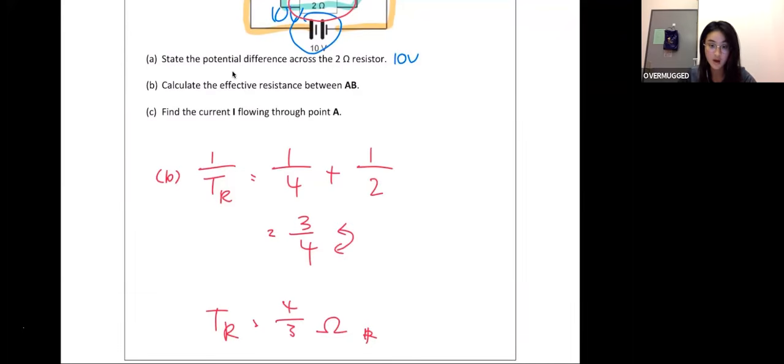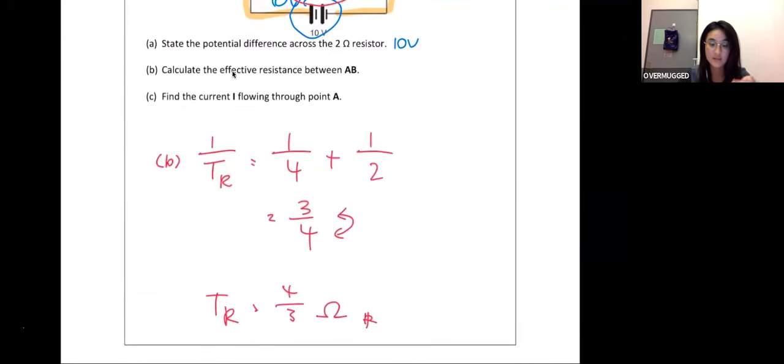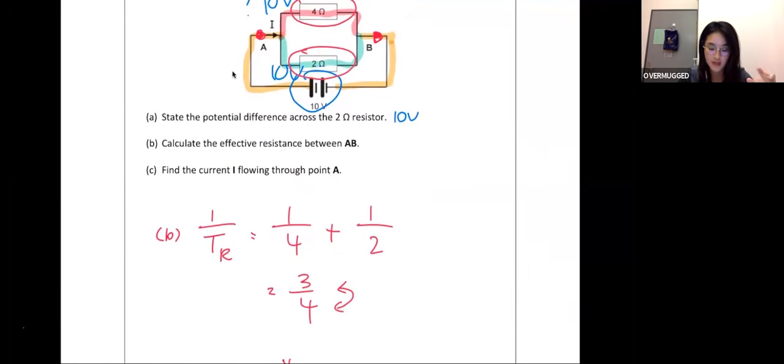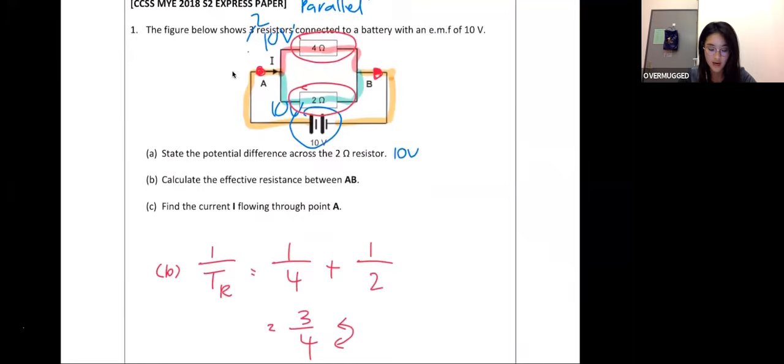Then for part C, find the current flowing through point A. So where is point A? Point A is over here on the left. As you can see from the color coding, that represents total current. If it's on the yellow portion, we're talking about total current before anything splits. The red is the current of branch 1. The blue is the current of branch 2.